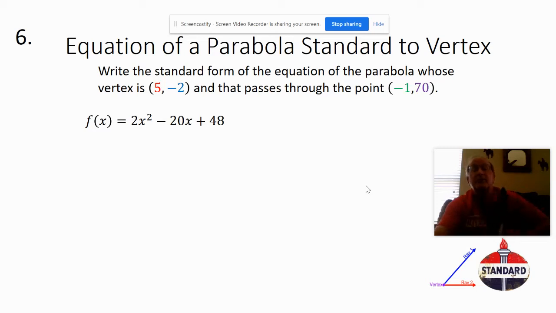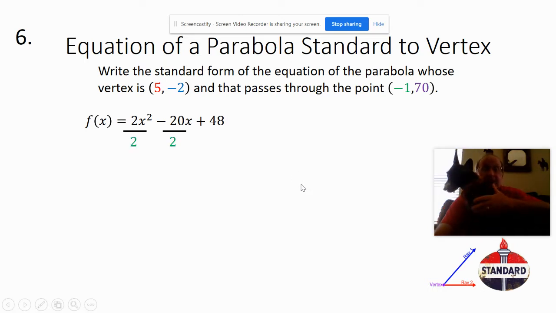Here, we're going to write this equation. We're going to move it from standard form to vertex form. So the first thing I'm going to do is factor whatever the a term is in front of the x squared, which is a 2.